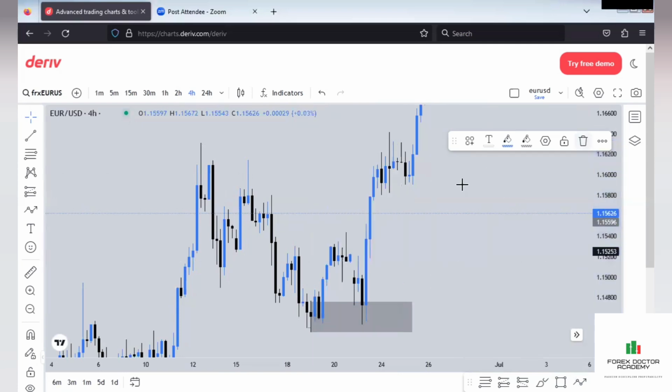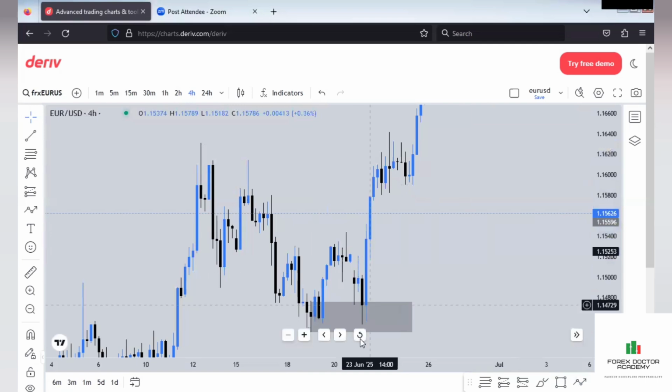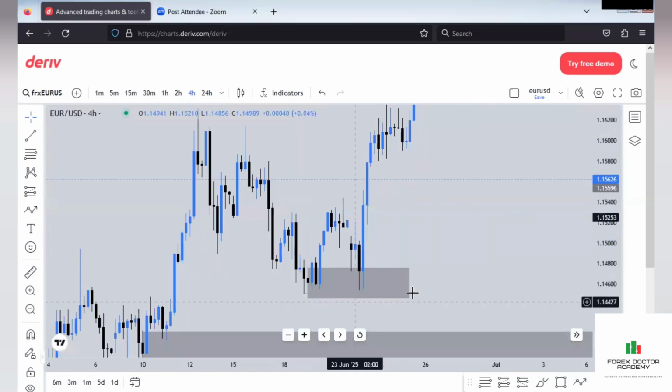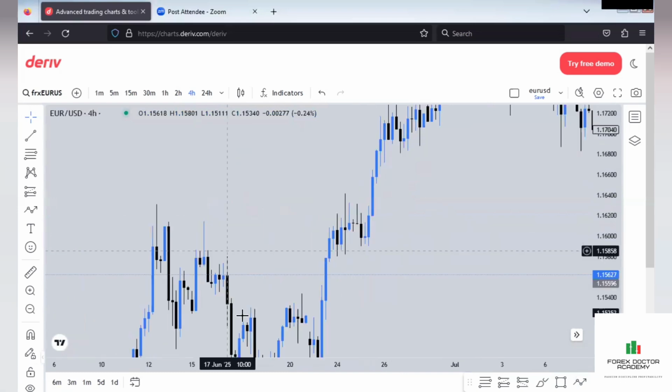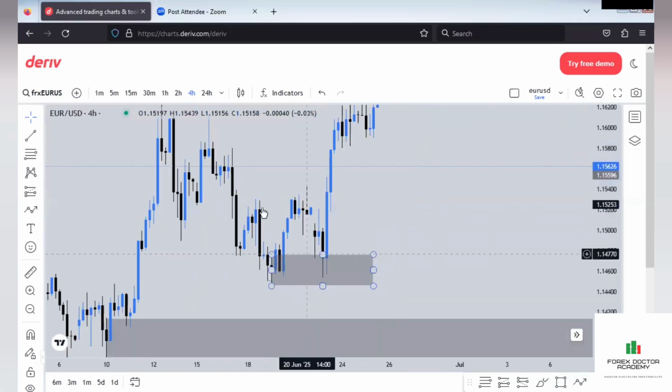And when the price returned back to the zone, it still did not go below where our expected SL should be. And what happened? Price still cleared. Sorry, for this first case, the old high was this. Price took it out.